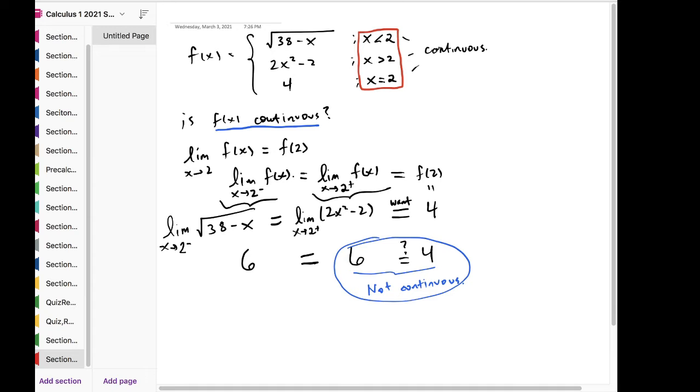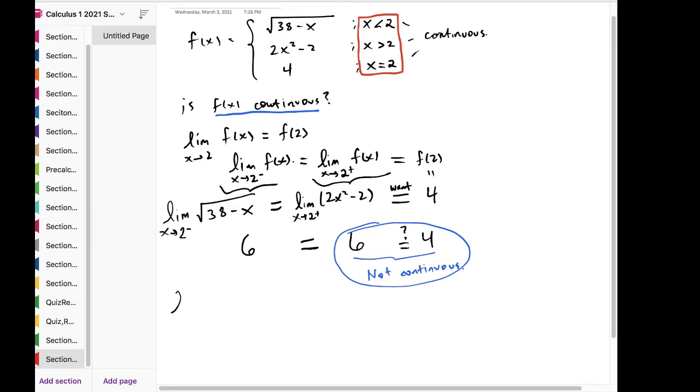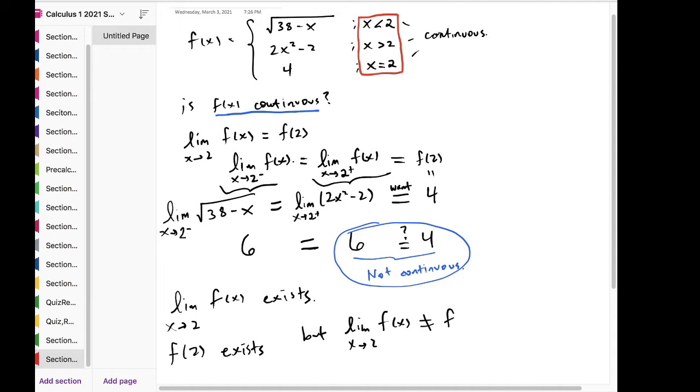However, the limit does exist. So for this question, the limit exists. The limit as x approaches 2 of f of x exists. f of 2 exists. But the limit as x approaches 2 of f of x does not equal f of 2. So it's not continuous at 2.